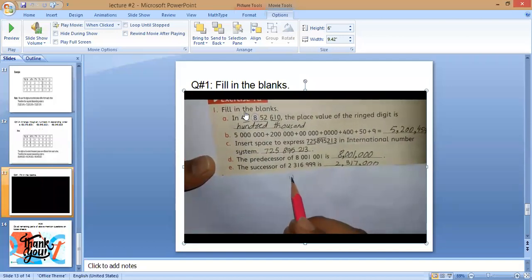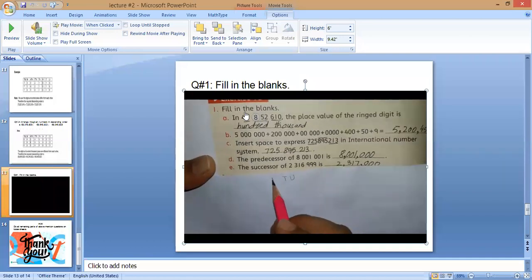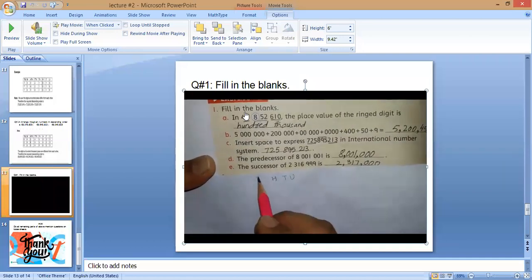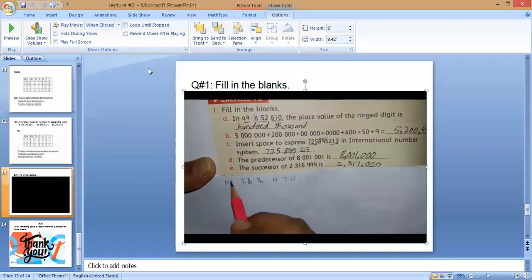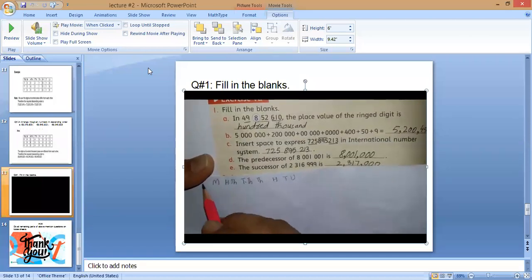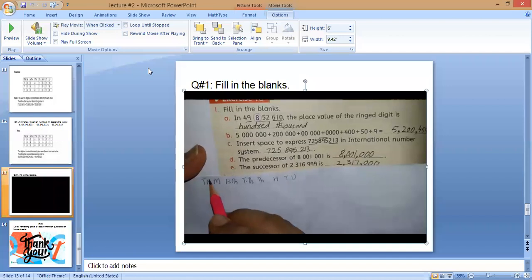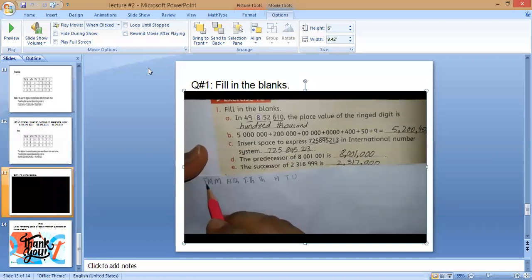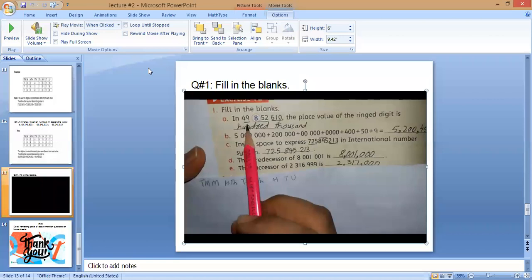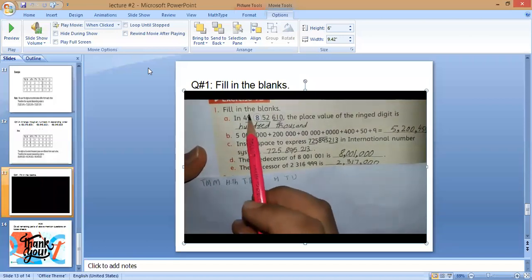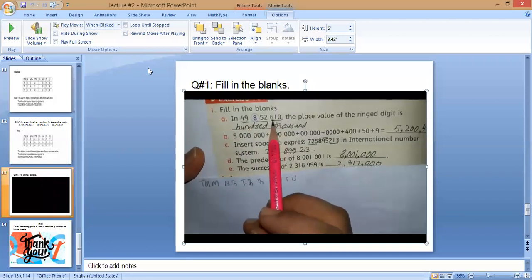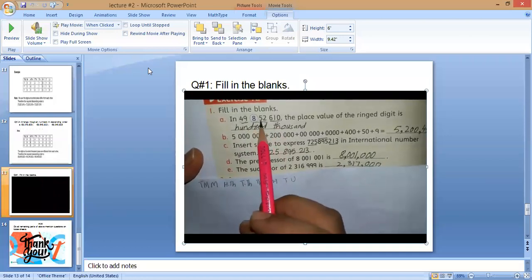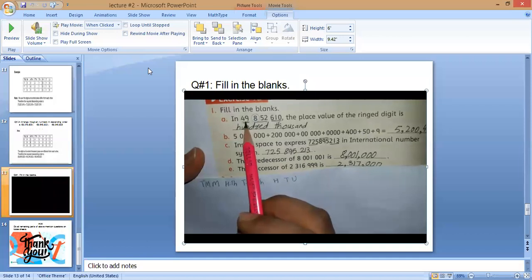Start from unit, tens, 100, 1000, 10,000, 100,000, million, 10 million. You will stop at 10 million because you have a number of that size. You have 2 columns in the house of millions. This one is your ones house, this one is your thousands house, and this is your millions house.